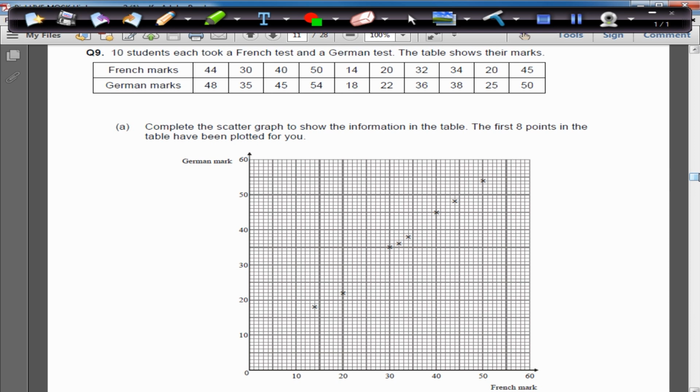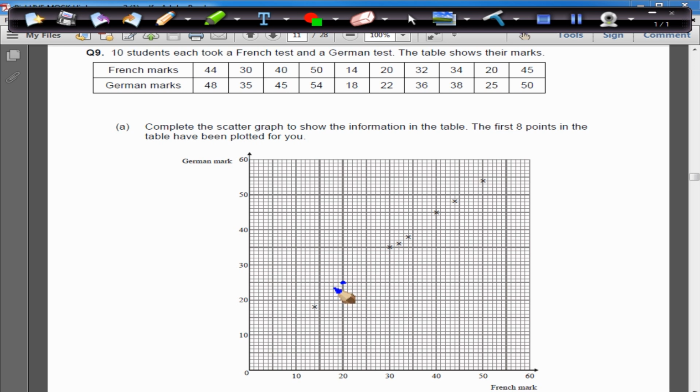Okay, so to complete the scatter graph to show the information in the table, the first 8 points in the table have been plotted for you. So 1, 2, 3, 4, 5, 6, 7, 8. We have to plot 2 points. So 20 for the French and 25 for the German. Let's grab a pencil. So 20 and then 25. Where's that, folks? Yeah, there.